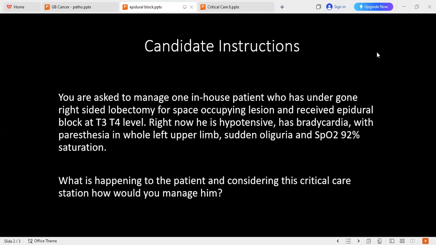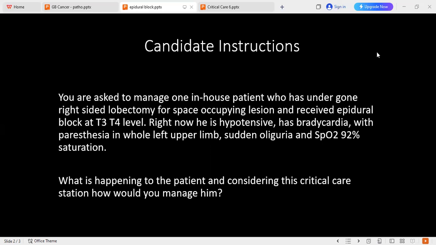How would you differentiate a high epidural block from hypovolemic shock? In hypovolemic shock, the extremity is pale and dry, with tachycardia. In spinal shock, there is bradycardia, hypotension, and a warm and pink extremity.